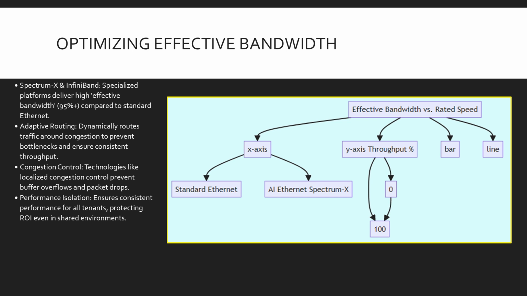This chart compares rated speed versus effective bandwidth. A standard Ethernet network might only deliver 60% effective throughput for AI workloads due to collisions and unmanaged congestion. In contrast, an AI-optimized network like Spectrum-X achieves 95% utilization. That 35% gap represents recovered performance per dollar. You get nearly all the bandwidth you paid for, ensuring your GPUs remain fed and productive.